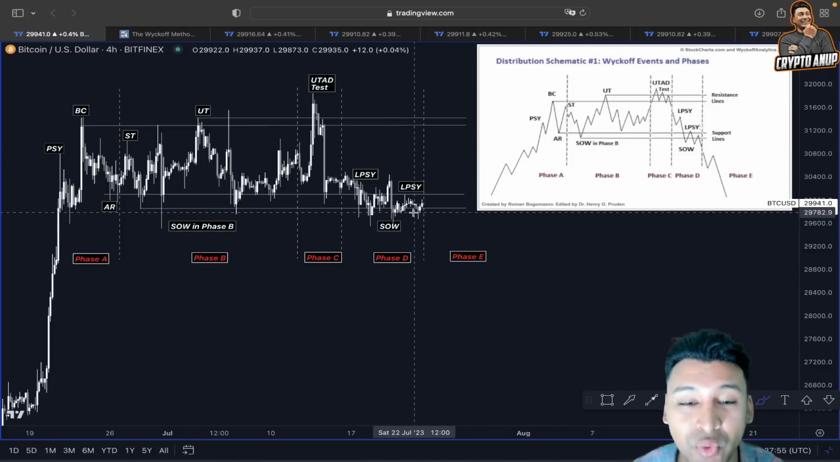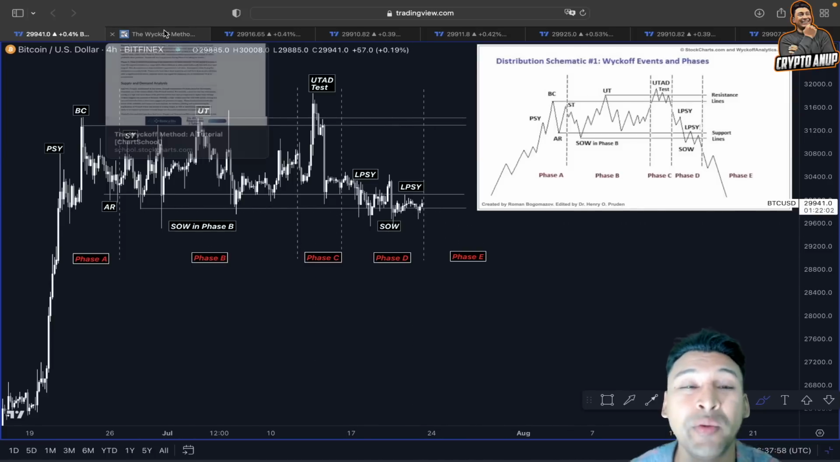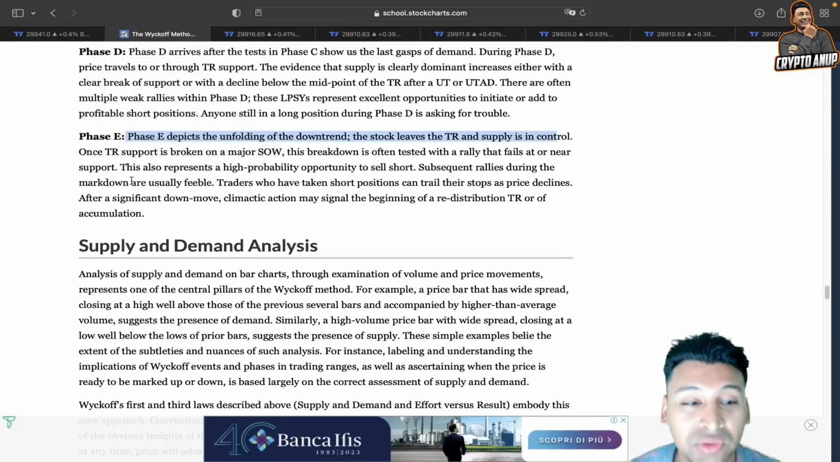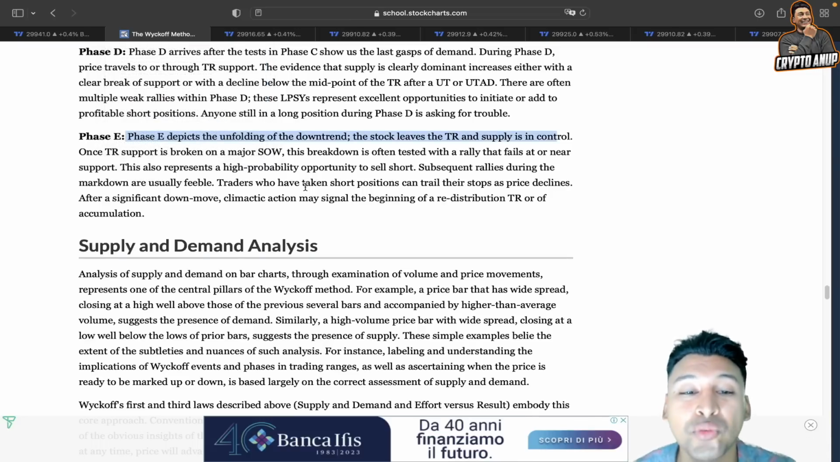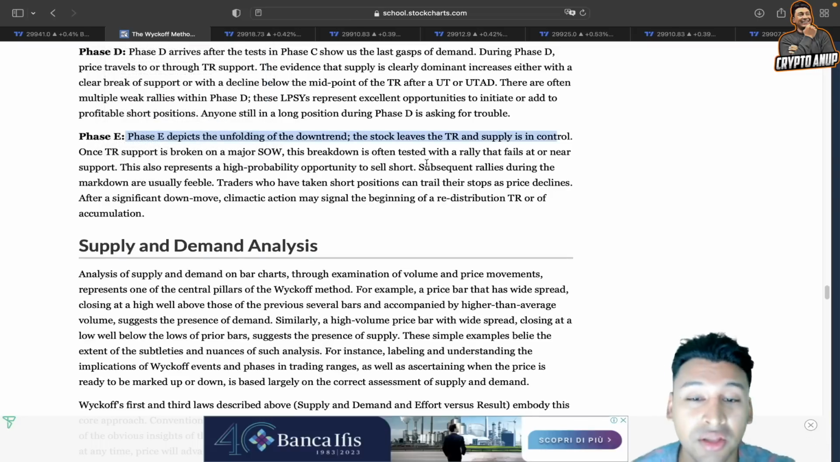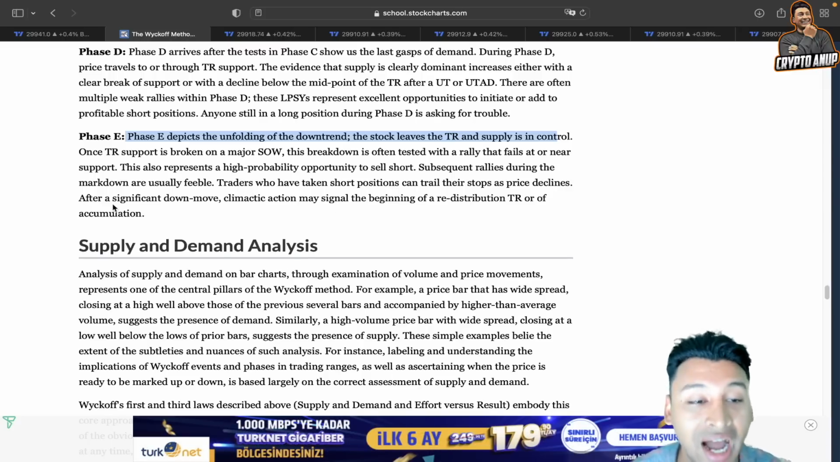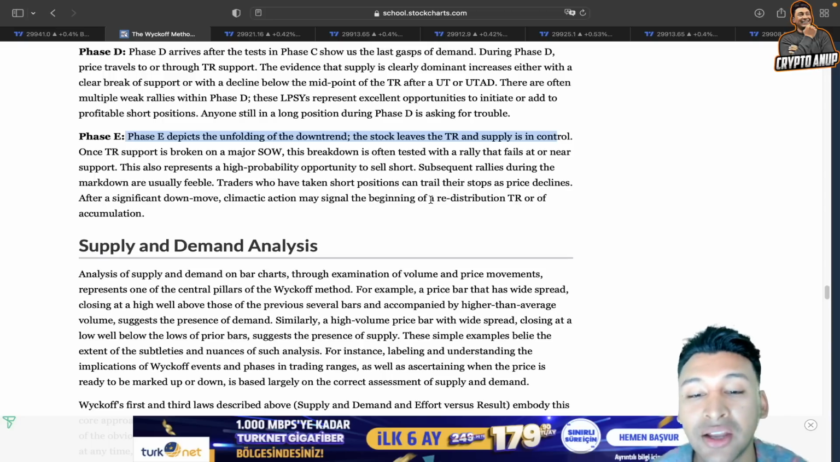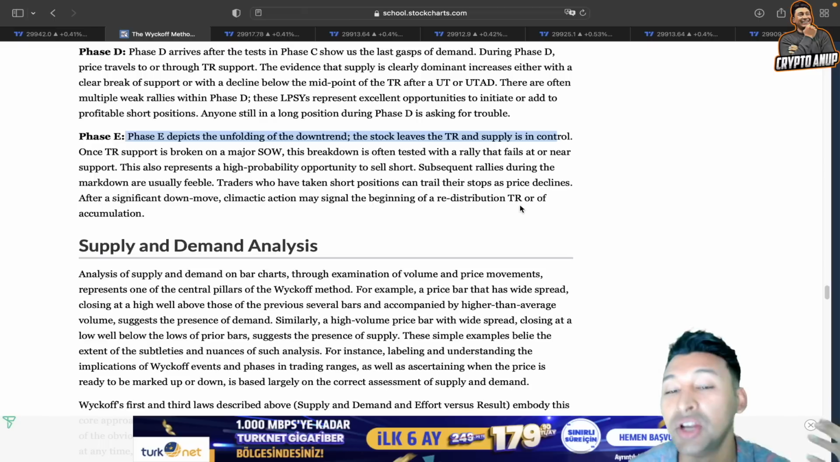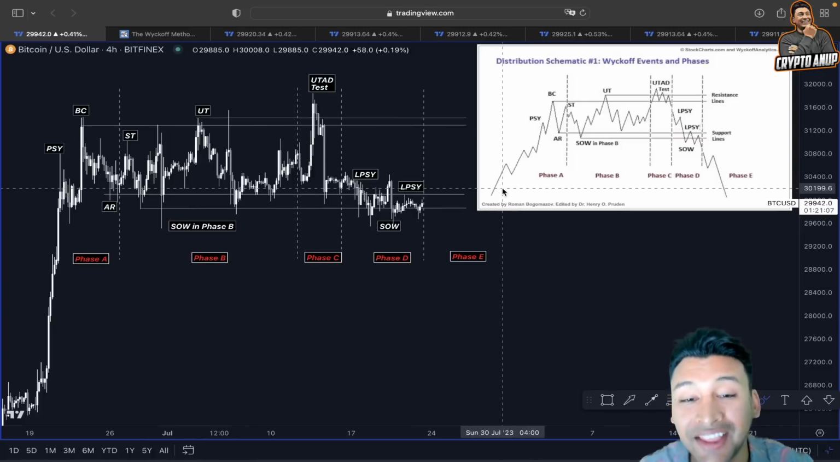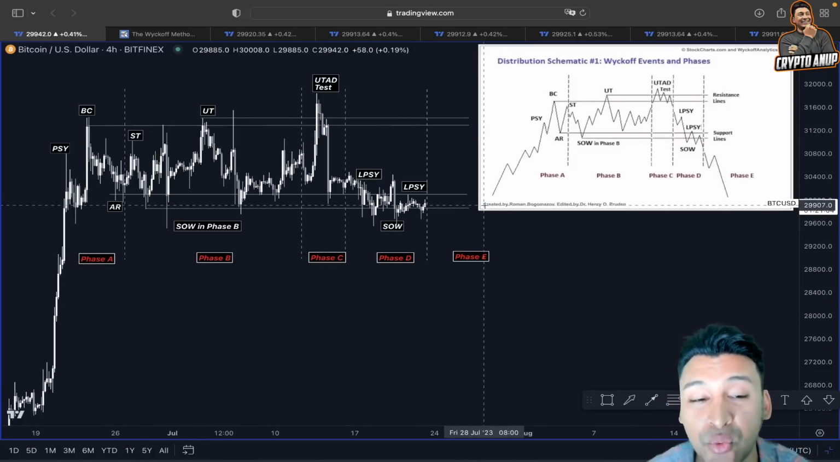This is exactly where we are right now. We are fighting to remain above this 30,000 support line. This also represents a high probability opportunity to sell short. Subsequent rallies during the markdown are usually feeble. Traders who have taken short positions can trail their stop as price declines. After a significant down move, climatic action may signal the beginning of a redistribution TR trading range or of accumulation. So that's why, guys, this is a very important area where we are right now.